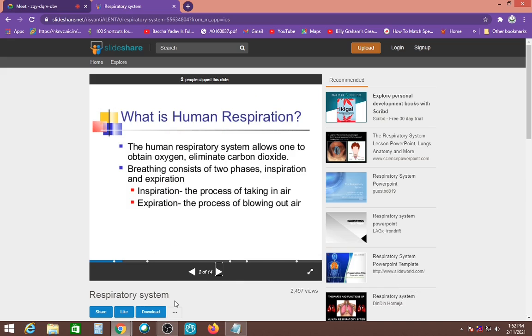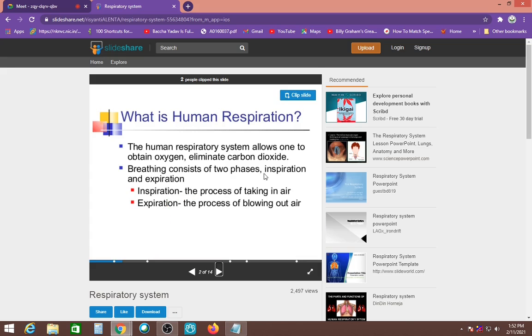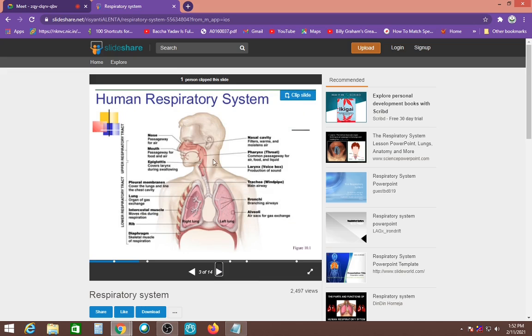What is the function of the respiratory system? It is to allow one to obtain oxygen and eliminate carbon dioxide, right? So it consists of two phases, inspiration and expiration. Inspiration is the process of taking in oxygen, and expiration is the process of blowing out air. So this is the normal anatomy. From here, the nose, the pharynx, nasopharynx, this will be the upper respiratory tract.